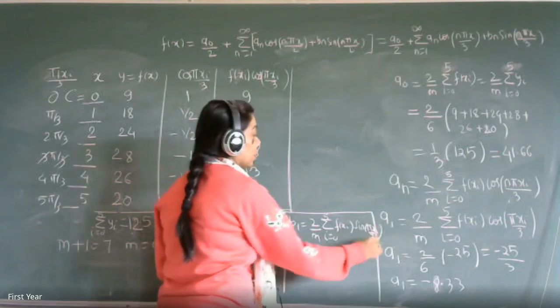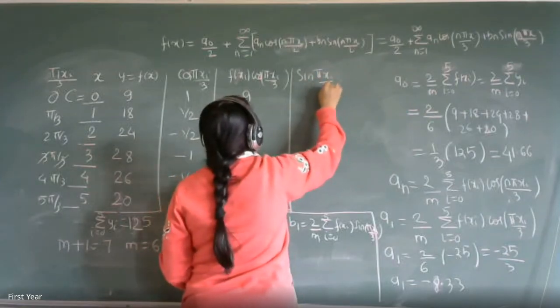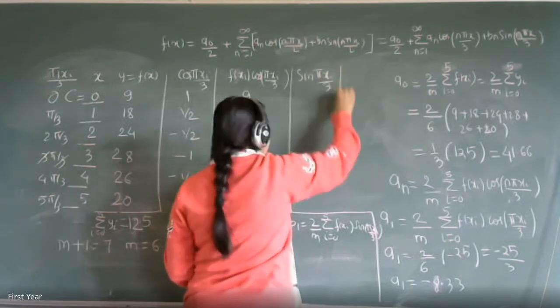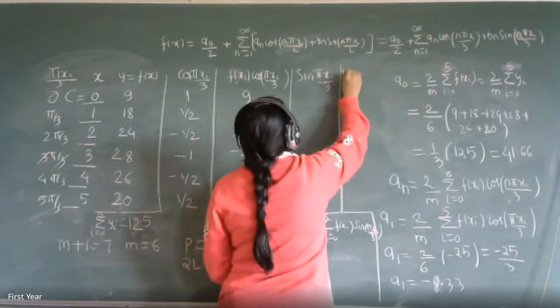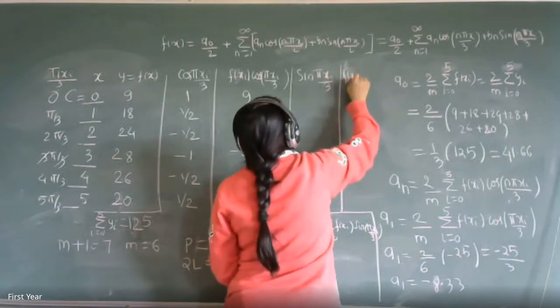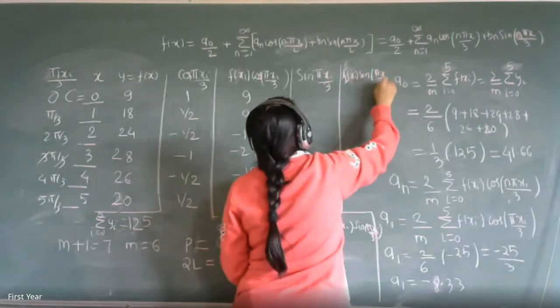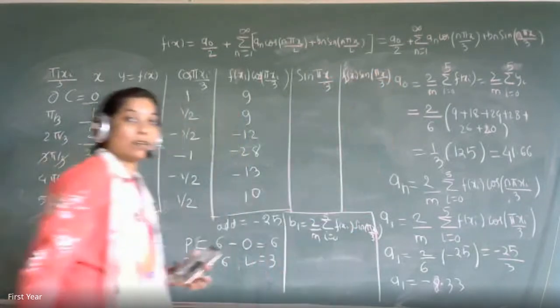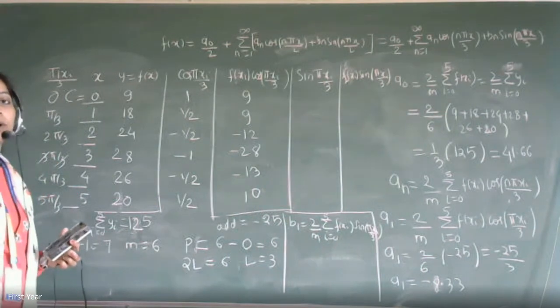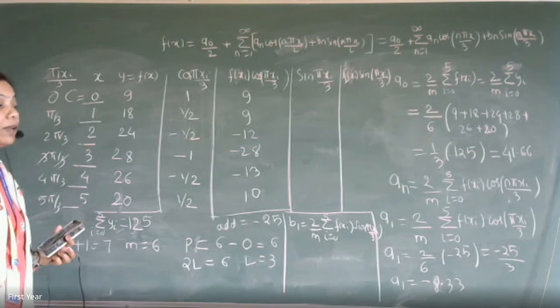Correct? So which column do I need here? Sin of pi xi by 3, and the next column will be f of xi into sin of pi xi by 3. These are the two columns that we will require to get the value of B1.